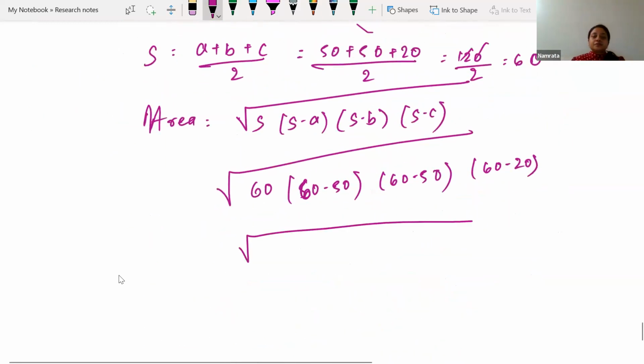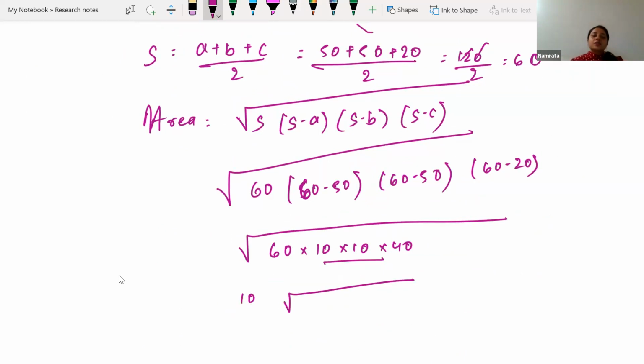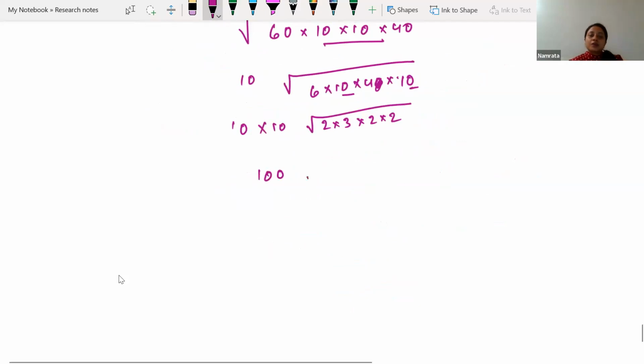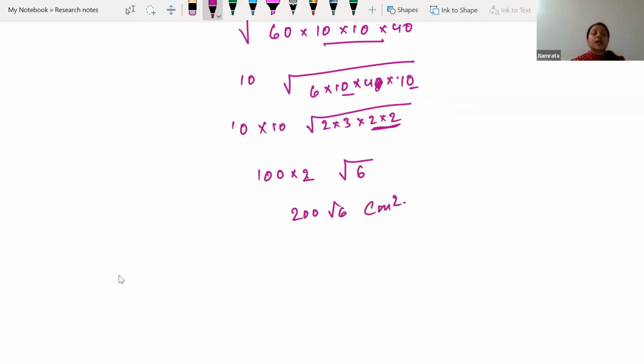So here we'll be getting the area. Let's see. 60 times 10 times 10 times 40. 10, 10, let's take it out. 60 means 6 into 10. 40 means 4 into 10. So again we got a pair of 10. Let's take it out. Now we are having 6 and 4. So 2 into 3, 6 and 2 into 2, 4. So we ended up getting 100 root, this 2 will come out, root 6. 200 root 6. This much centimeter square is the area of one triangle.